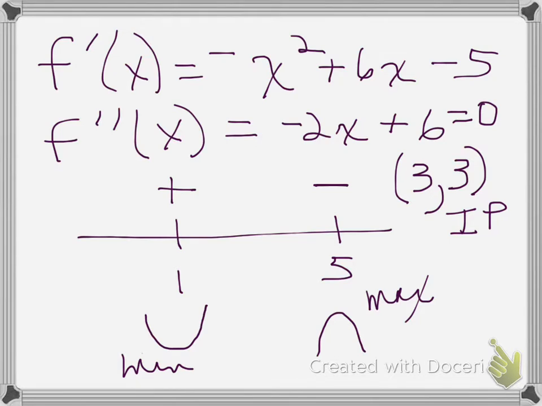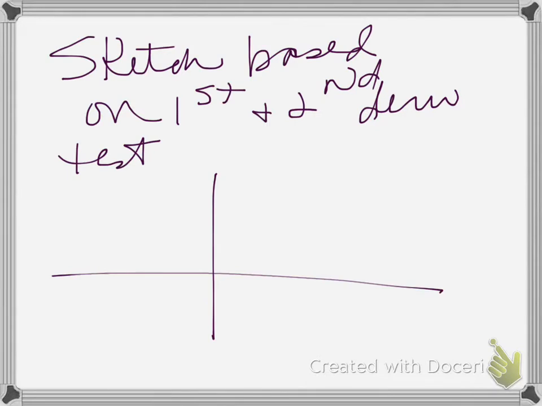Okay, so based on my first and second derivative test, I know that at the point 1 comma negative 7/5, I'm just going to make this negative 7/5 for ease of presentation, I'm going to have a min, so initially I'm going to have a smiley face that way. Then at 5, my y value will be 25 thirds. So let's just make it up here for argument's sake. This is 25 thirds. I know here I'm going to have this shape.